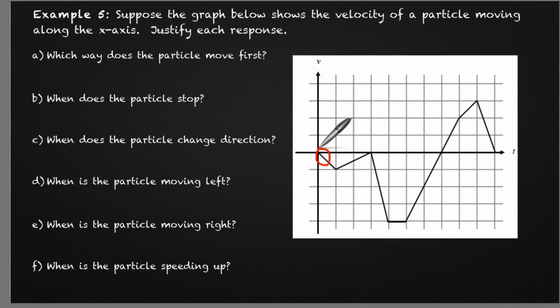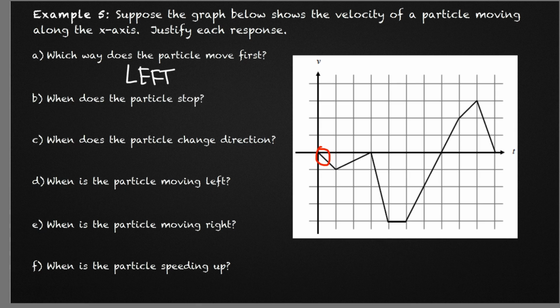Now, when I say negative, I'm not referring to the slope of this line. I'm referring to the fact that it is below the x-axis and is not above the x-axis. So anytime the velocity graph is below the x-axis, that means you're moving backwards. Anytime the velocity graph is above the x-axis, that means you're moving forward. Now with that information, let's see if we can answer these questions. Which way does it move first? Well, it clearly moves left or backwards.